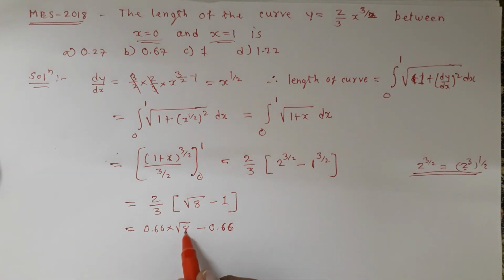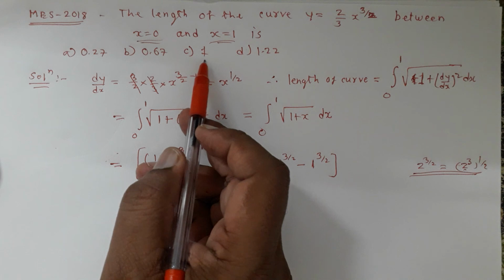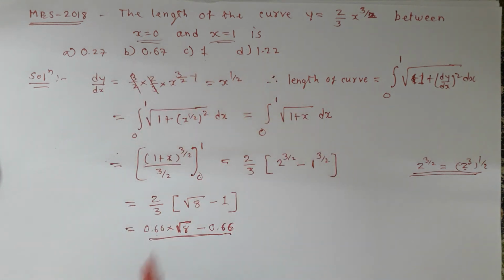Now you don't have the calculator, but you can guess the answer. We know the value of root of 9 is 3, so I am just considering root 8 as 3. 3 into 0.66 will be nearly equal to 1.8 or something. And if you deduct 0.66 from that, you will get a value which is definitely more than 1. Now the 4 options are 0.27, 0.67 and 1. You can reject all these 3 answers, and the correct answer is going to be 1.22. So this is the correct answer. So this is how you can solve the problems on length of the curve.